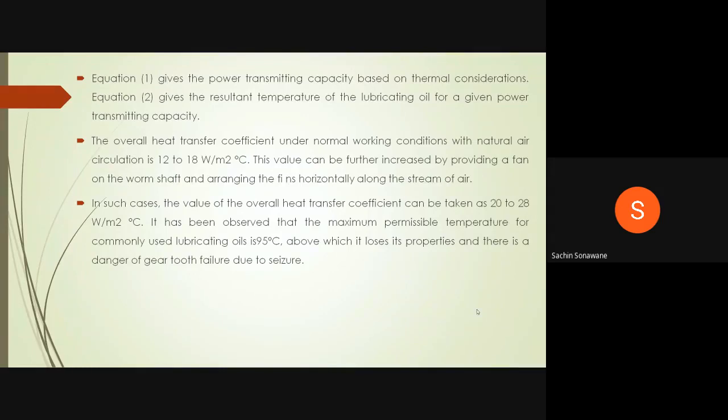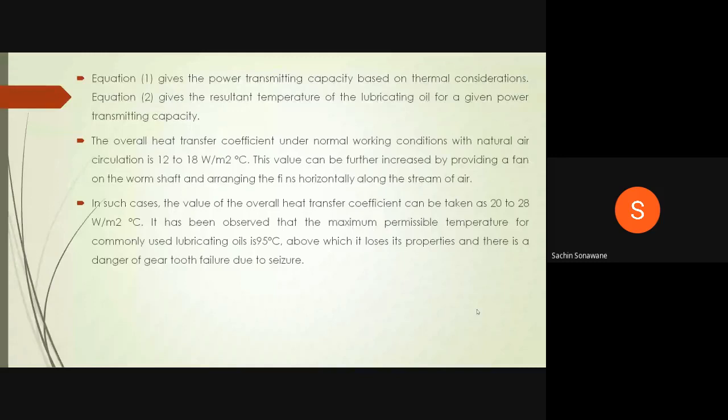The overall heat transfer coefficient under normal working conditions with natural air circulation is 12 to 18 watt per meter square degree Celsius. This value can be further increased by providing a fan on the worm shaft and arranging the fins horizontally along the stream of air. In such cases, the value of the overall heat transfer coefficient can be taken as 20 to 28 watt per meter square degree Celsius. It has been observed that the maximum permissible temperature for commonly used lubricating oils is 95 degrees Celsius, above which it loses its properties and there is a danger of gear tooth failure due to seizure. Therefore, this is the end of the theory.